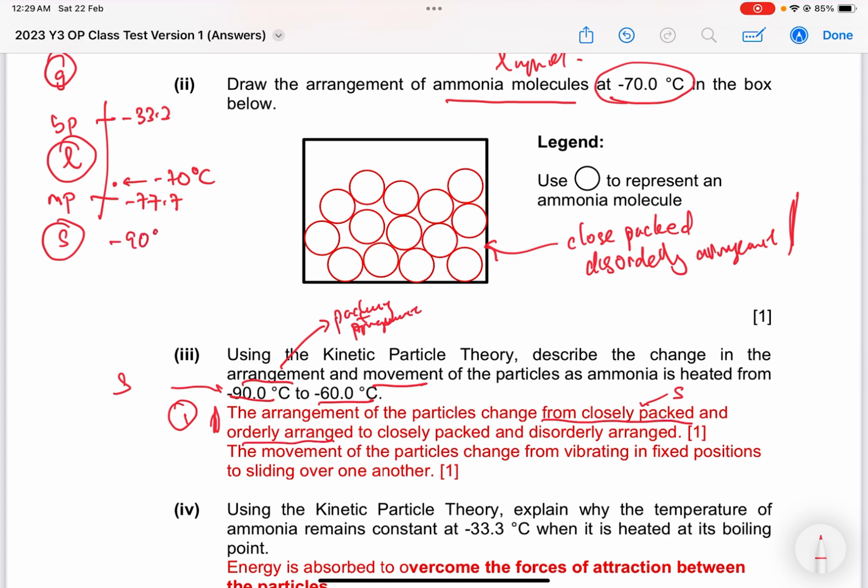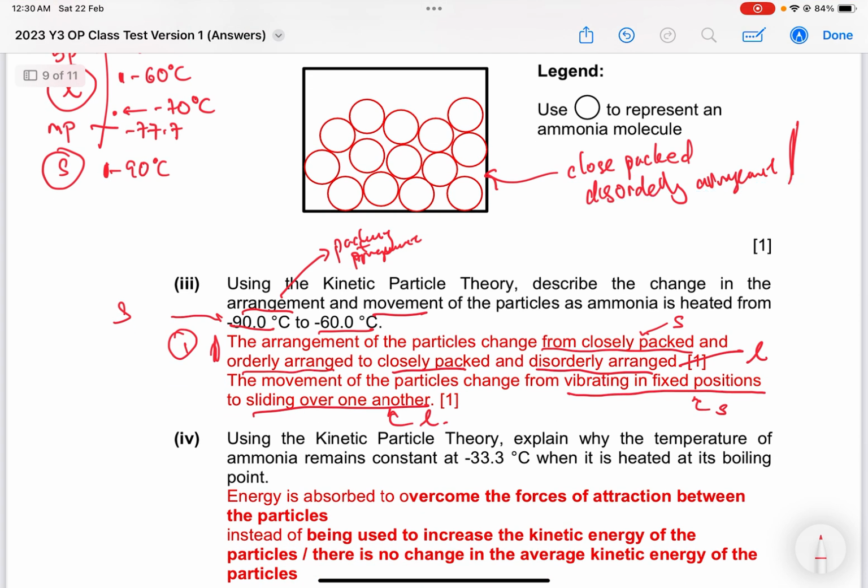That's here. That's where negative 90 is. Negative 60 is over here. So you can see it's changing from solid to liquid. They're asking you from solid to liquid, what's the change? So closely packed and orderly arrangement is solid. Closely packed and disorderly arranged, that's for liquid. So say the solid arrangement, then say the liquid arrangement. In terms of movement, changes from vibrating in fixed position, which is the description of solid movement, to sliding over one another, this is the liquid movement. So I'm just stating the solid movement, then the liquid movement, saying the change.